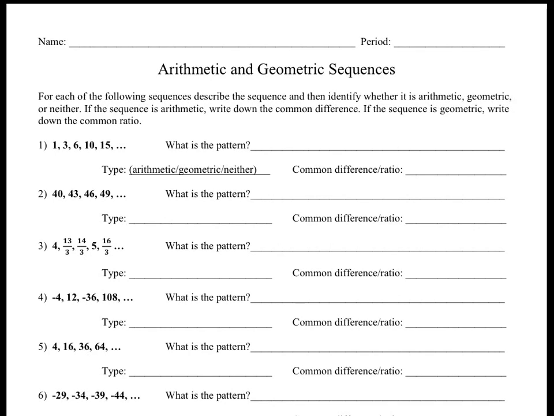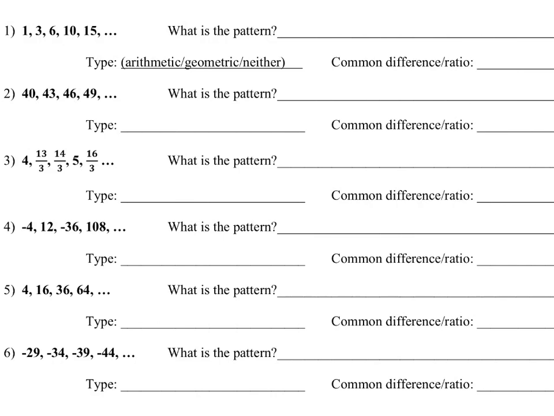Alright, it's time for the solutions to the arithmetic and geometric sequences assignment. So what you need to do for all these is just describe what the pattern is, use your words, and then identify what type it is, whether it's geometric or arithmetic or neither, and then if it's arithmetic or geometric, get the common ratio or difference.